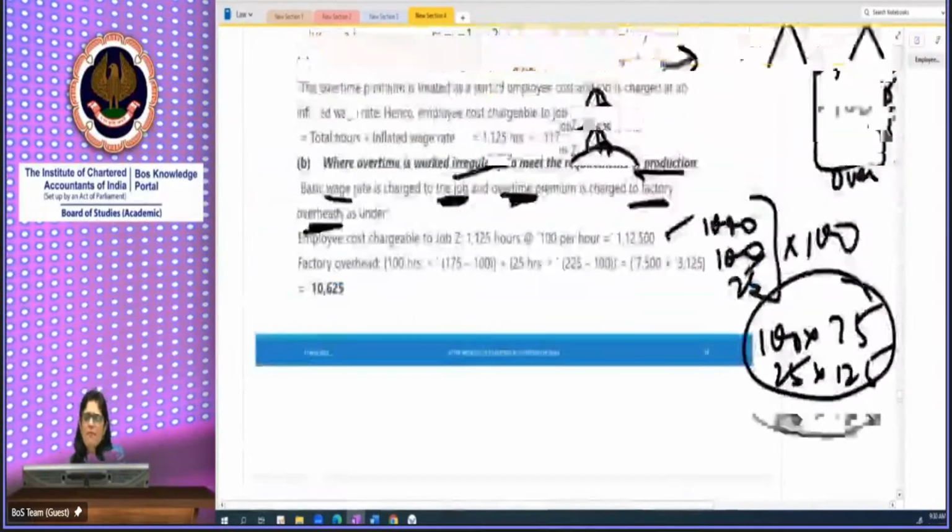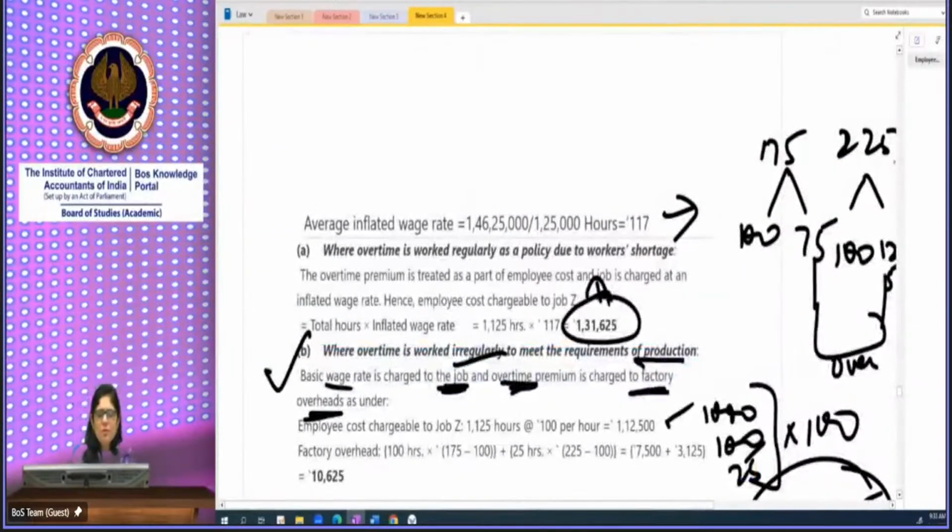But whenever it's due to irregularity of production, this is important: the basic rate of the entire amount will go to the production cost, and the overtime will go to the overheads, but to that department only. And whenever it's a regular policy, then of course it will directly be charged as production cost, as total direct cost. Clear?